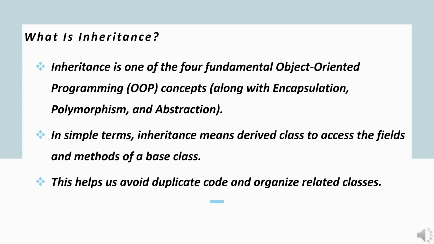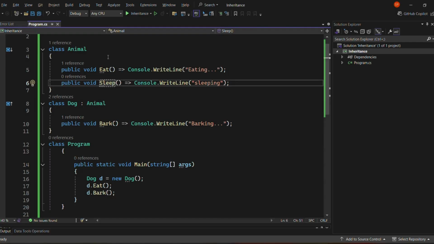First, we'll see, what is inheritance? Inheritance is one of the main pillars of OOP's concept, along with encapsulation, polymorphism, and abstraction. In simple terms, inheritance means a derived class can access the fields and methods of a base class. This helps us avoid duplicate code and organize related classes. Let me go for a real-world example.